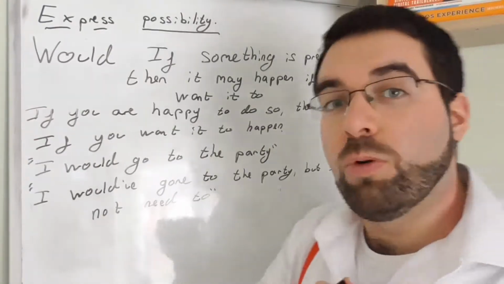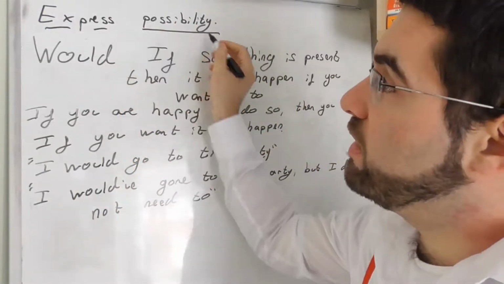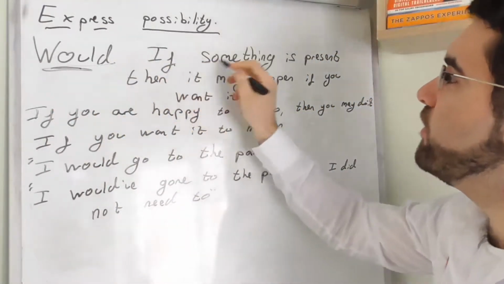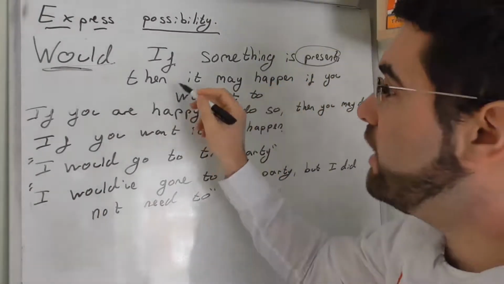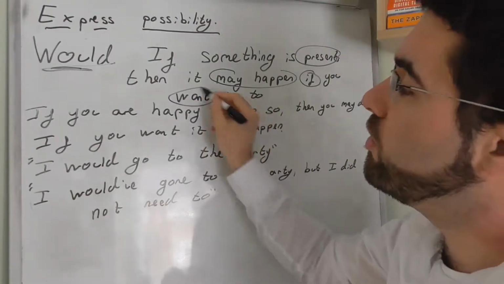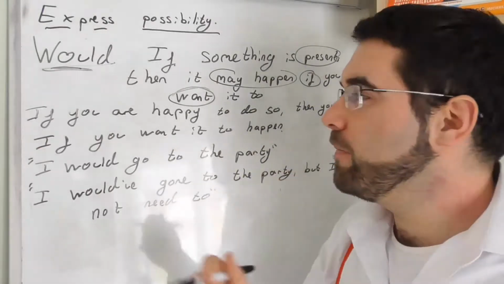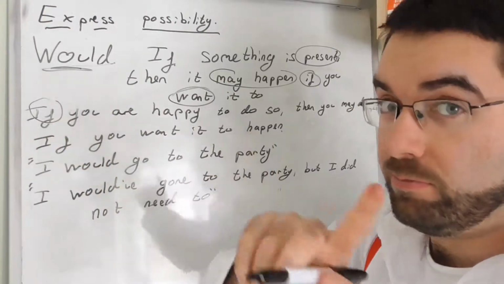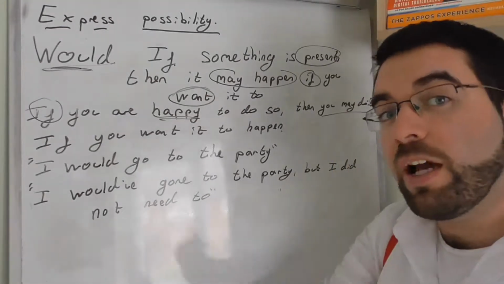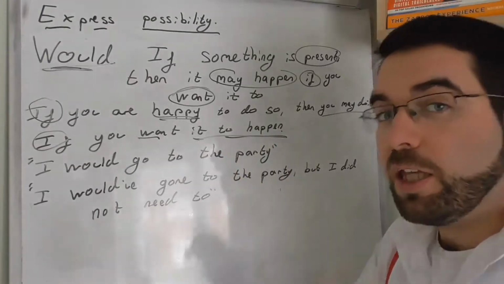So let's look at then would. I had could, now would. Again, would expresses possibility. What's the chances of something happening? So would. If something is present, then it may happen if, there's that word again, if you want it to. If you are happy to do so, then you may do it. If you want it to happen.